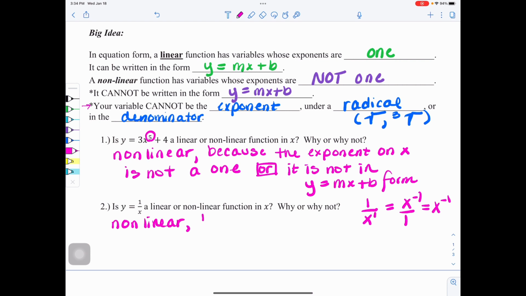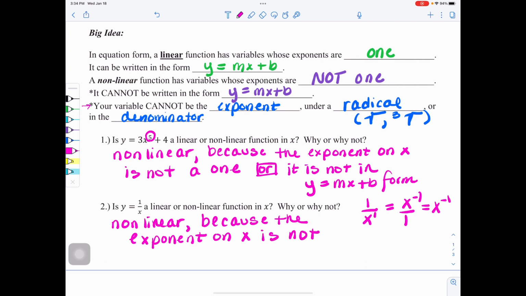So I'm going to say because the exponent on x is not 1. We can say that up here too. Now I'll put a little star so that you remember it relates to the star up above. This would be that example where it's in the denominator.